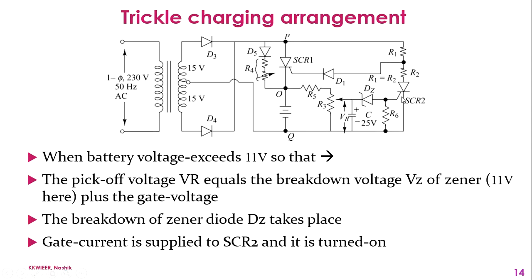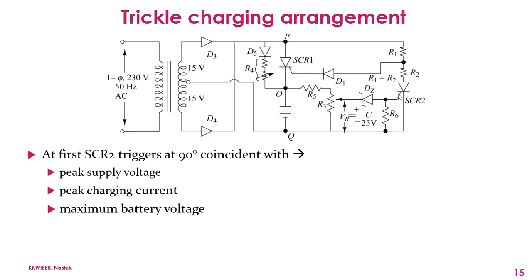So here you can see the gate terminal of SCR2 is connected to the Zener diode. As the breakdown occurs in this DZ, that is the Zener diode, the gate current is supplied to SCR2, and this second SCR will get turned on. At first SCR2 triggers at 90 degrees, which will coincide with the peak supply voltage, peak charging current and maximum battery voltage.